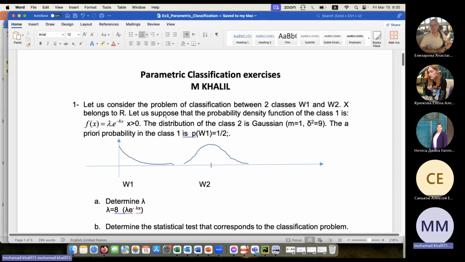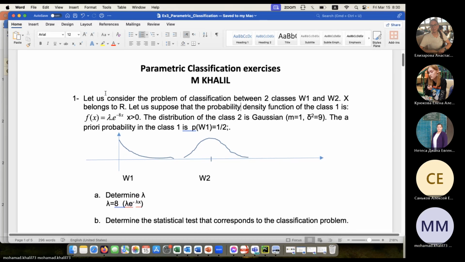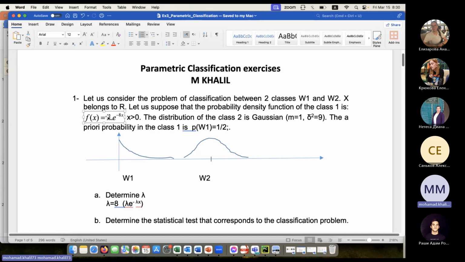Okay, this one. Let us consider the problem of classification between two classes, W1 and W2. X belongs to R, so that means X is in one dimension. Let us suppose that the probability density function in class 1 is f(x) equals lambda exponential minus lambda x. This is the equation of the probability under class 1.